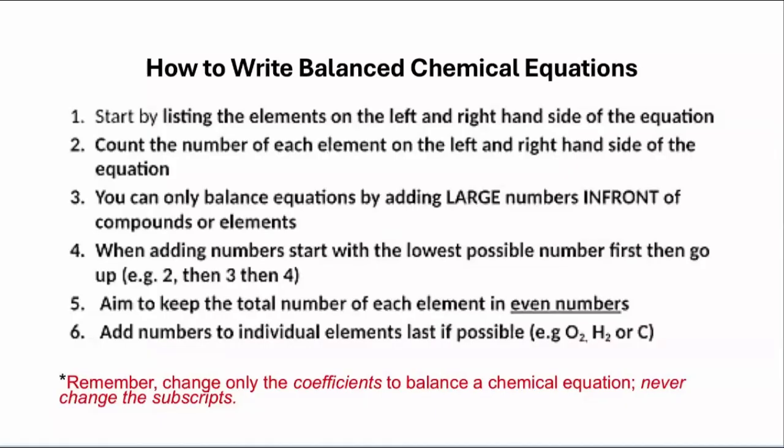Then we're going to add the numbers to individual elements last. That means that when you have a chemical reaction, the last things that get balanced are individual atoms. The main thing that we must remember when writing balancing equations is that we never change the subscripts. Only coefficients are utilized to balance chemical equations. Let's look at a couple of examples.